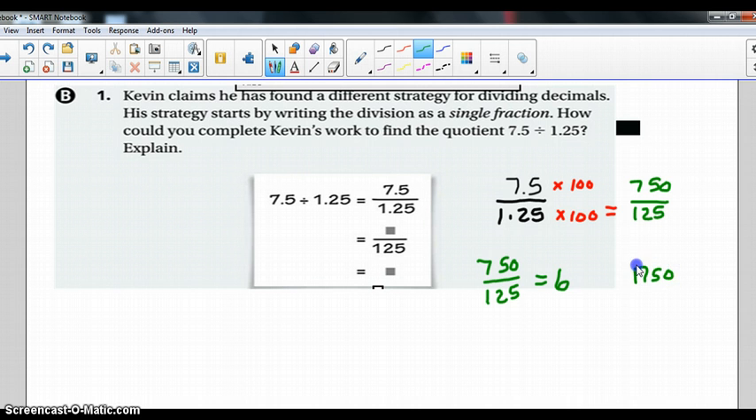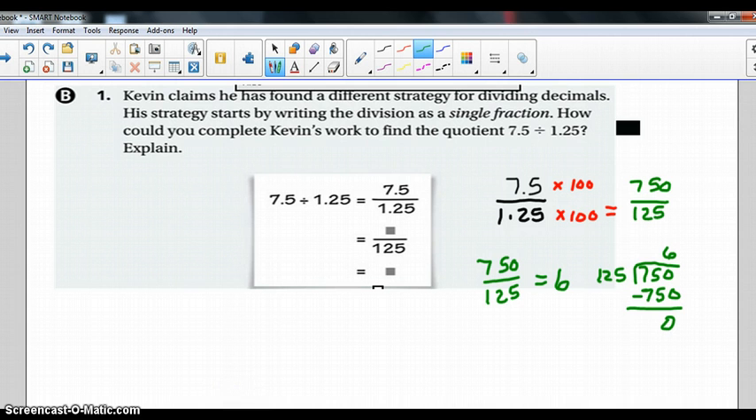Again, we can do this the long division way as well, putting 750 on the inside of the house and 125 on the outside. It goes in there 6 times, getting 750. Subtracting, we get 0. The answer is 6.